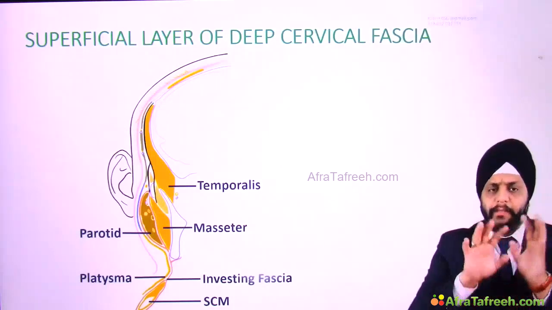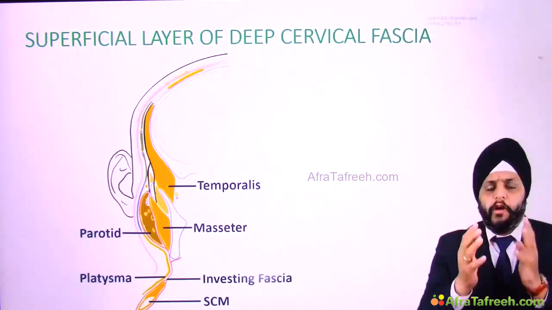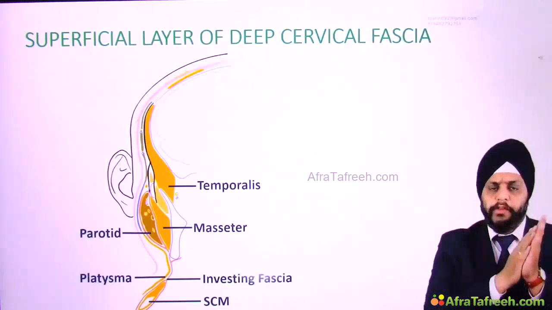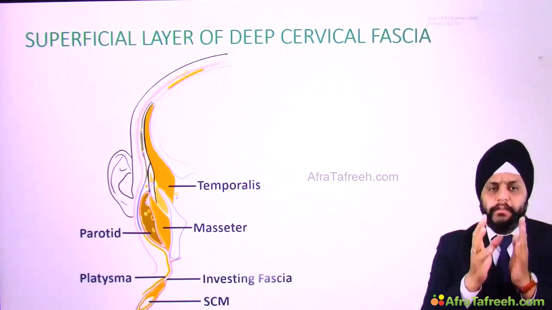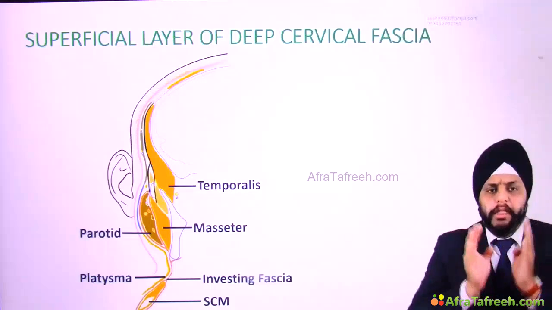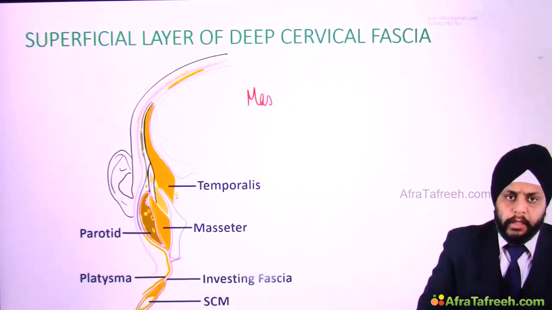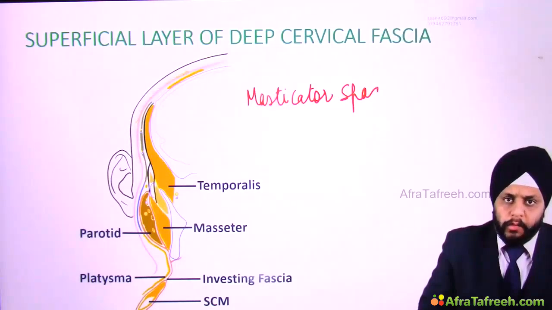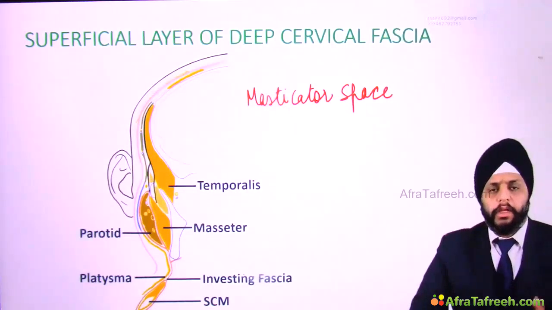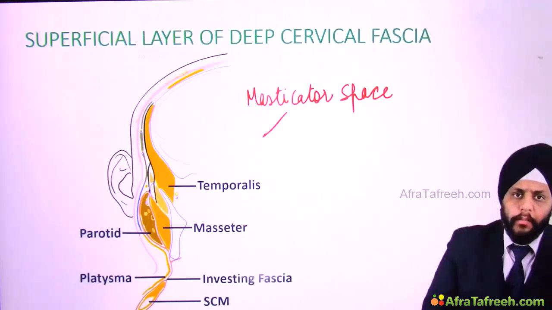When it covers the masticatory muscles, it forms a space. The superficial layer of deep cervical fascia and the muscles in between them form a space that is known as the masticator space. Remember, we have the masseter.